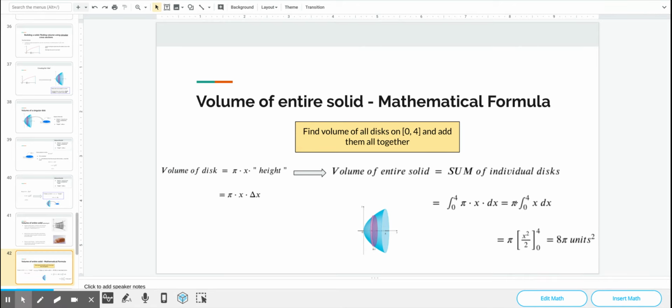Once I'm here, this is just really simple integration, right? Power rule, plug in 0, plug in 4, multiply by pi in the end. You get a final volume of 8 pi units squared.